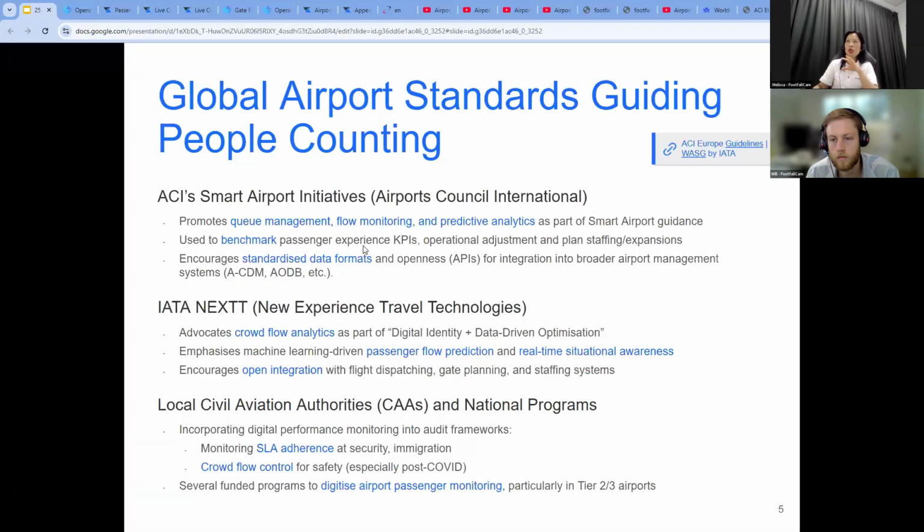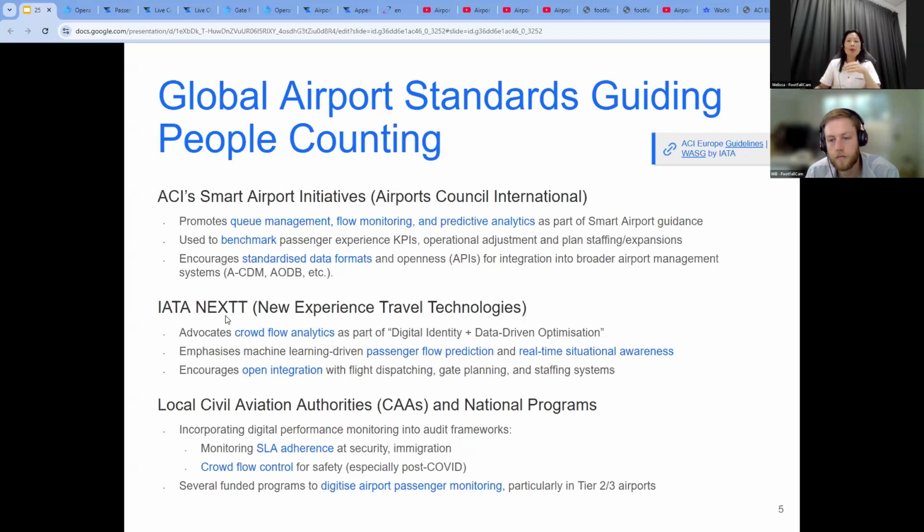But briefly, the ACI Smart Airport Initiative promotes queue and flow monitoring as the core tools to manage capacity, to benchmark the KPIs, and to guide expansions. So it strongly encourages openness and interoperability between all these different management software.